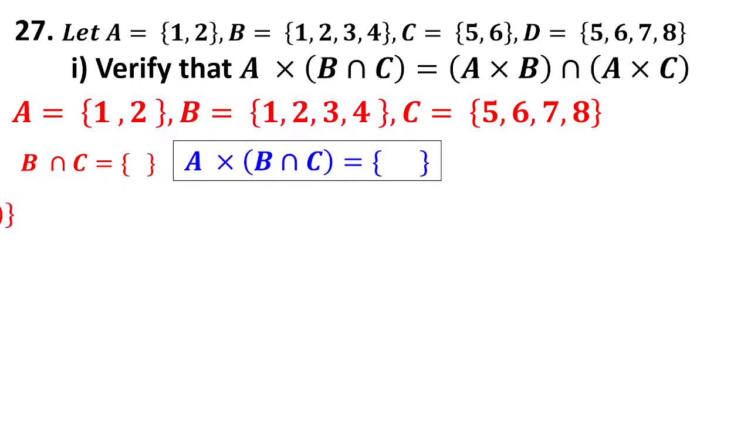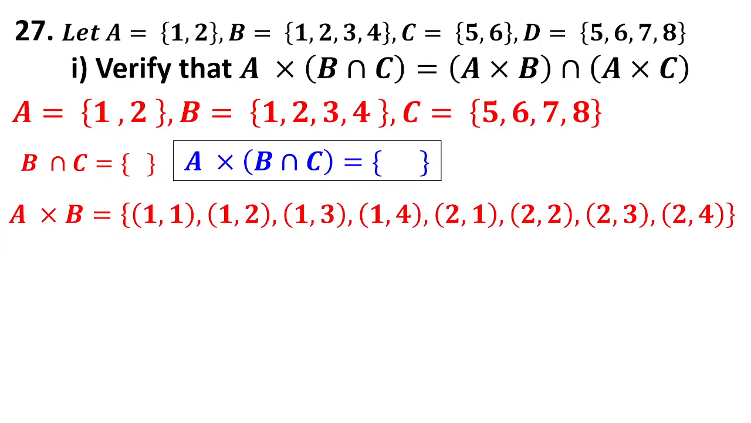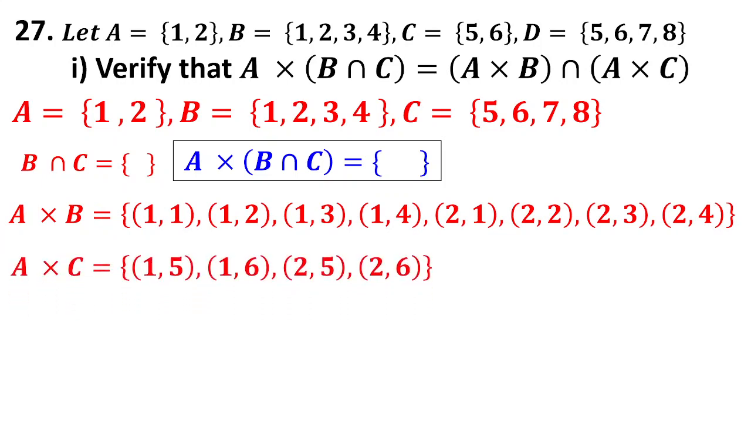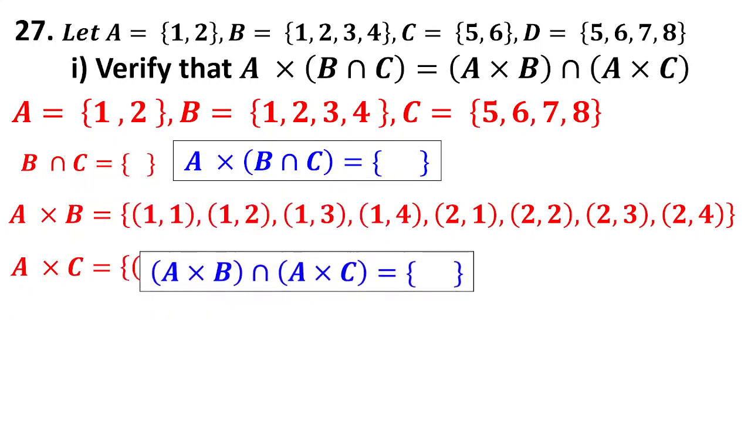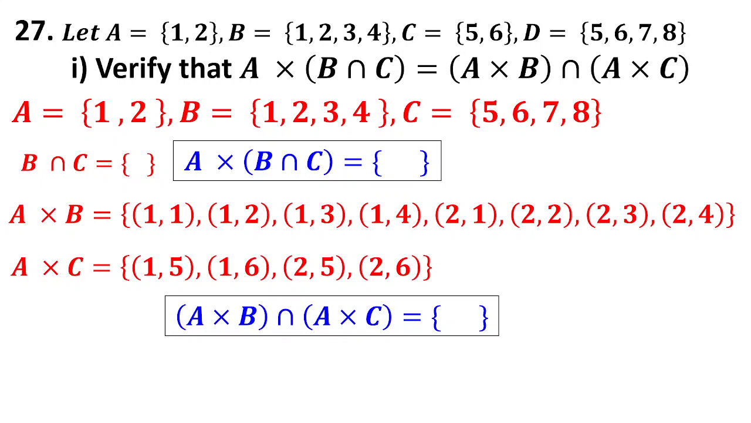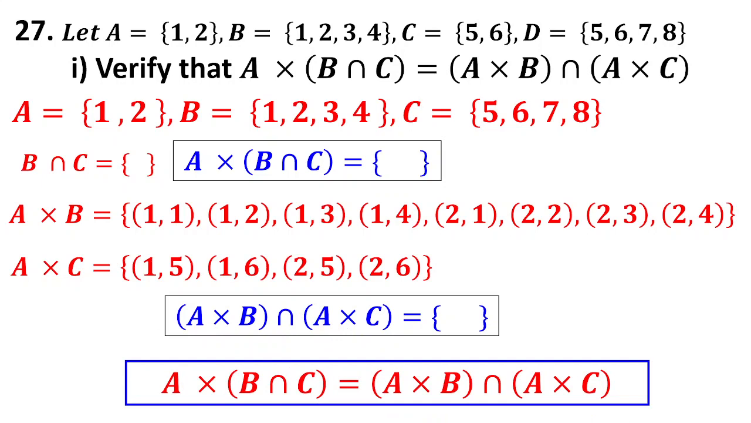Now let us find the right hand side. Let us find A cross B, taking the elements of A and the elements of B and doing cross product. Once again A cross C we have found. We are checking that here A cross B and A cross C have no common element, therefore it is an empty set. But we got A cross (B intersection C) also empty. (A cross B) intersection (A cross C) is also empty, therefore they are equal. We have proved the result number 1.